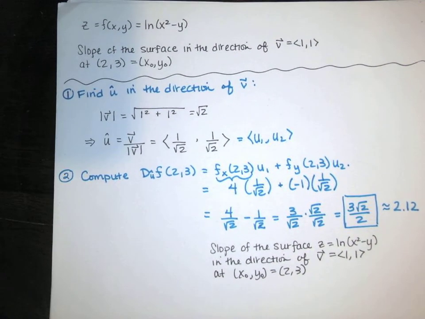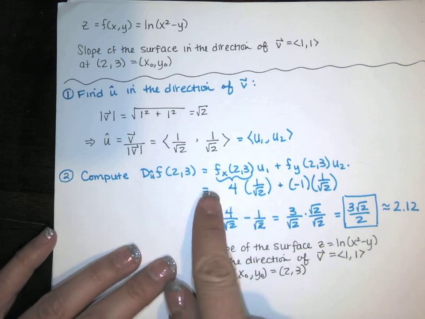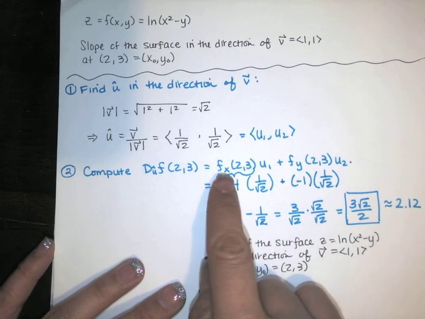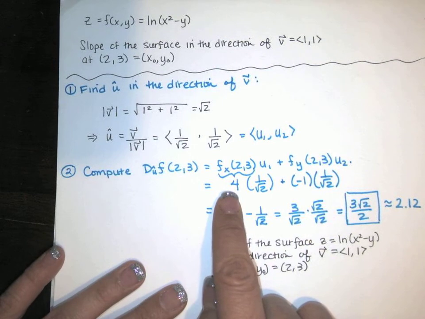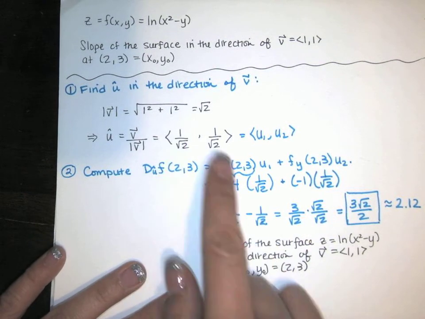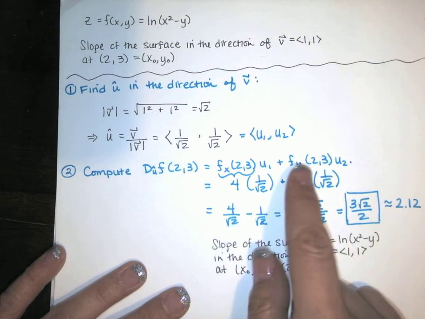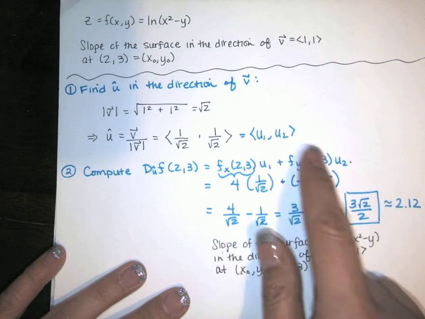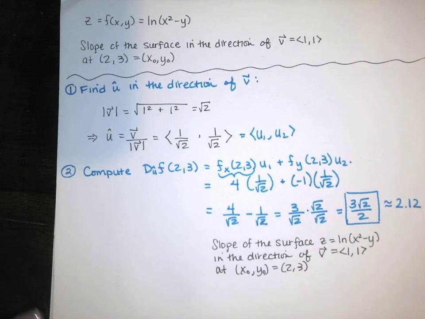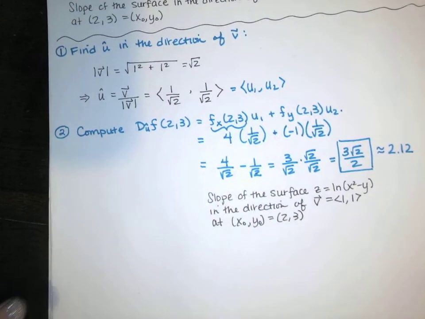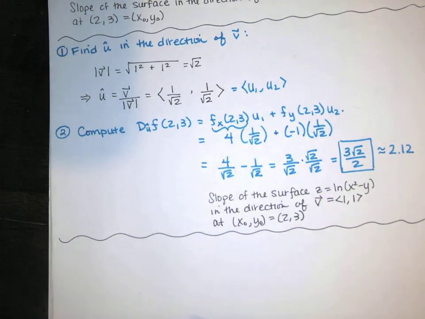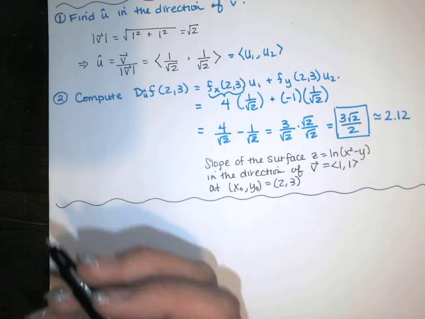Now, I don't know about you, but when I was doing that, it felt like a dot product, didn't it? I took this partial of f with respect to x, and I multiplied it by the x component of my u. And then I took the partial of f with respect to y, and I multiplied it by the y component of my u. So there's got to be a simpler way involving dot product, and there is. The directional derivative formula can be restated in terms of a vector called the gradient of the function.